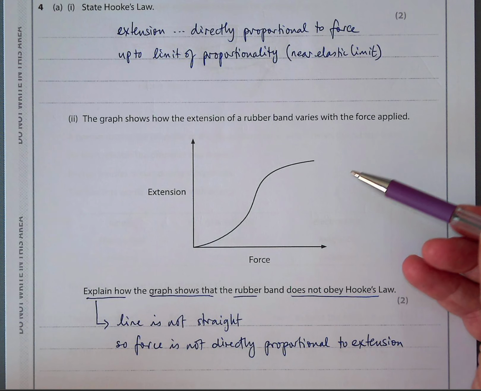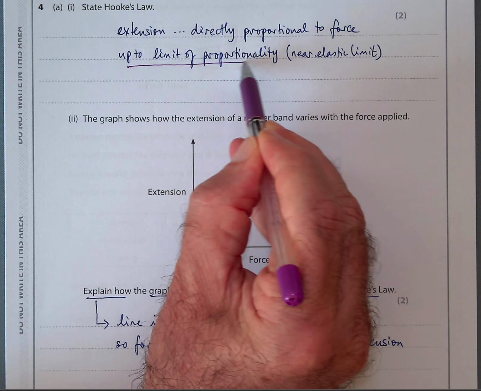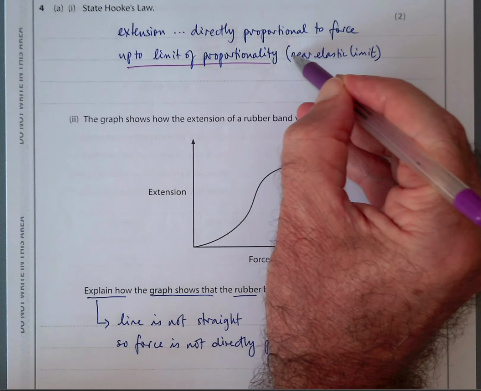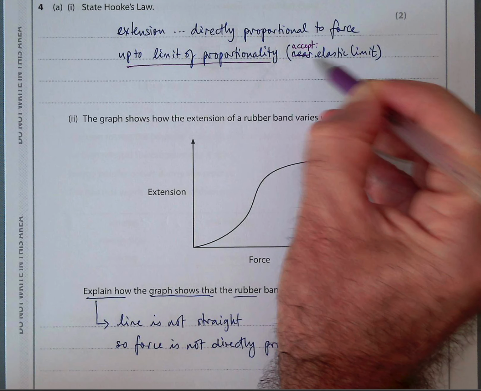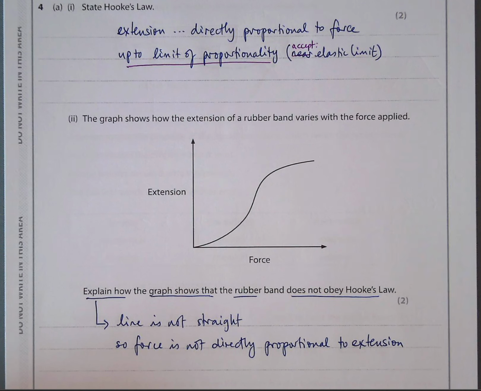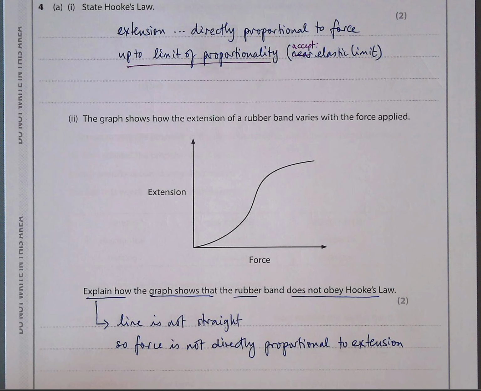Up to the limit of proportionality. They are accepting, it's near it, elastic limit. The limit of proportionality is not exactly the same as the elastic limit. You can go a little bit beyond the limit of proportionality, which would be the straight line part of the graph, and it'll still return to its original shape. So the elastic limit is slightly further on the graph, technically speaking, than the limit of proportionality.